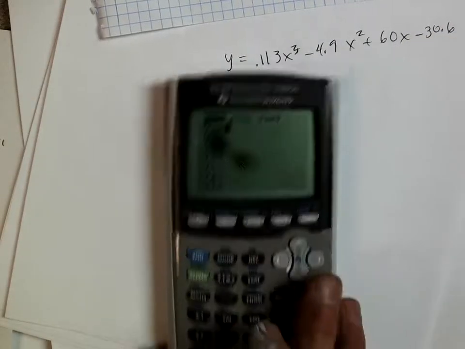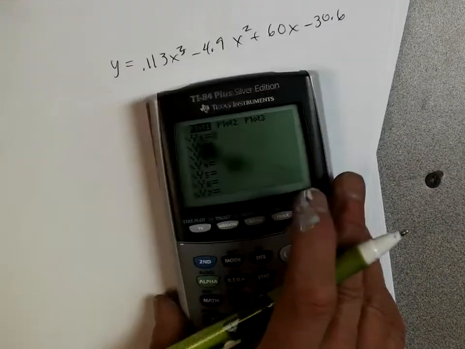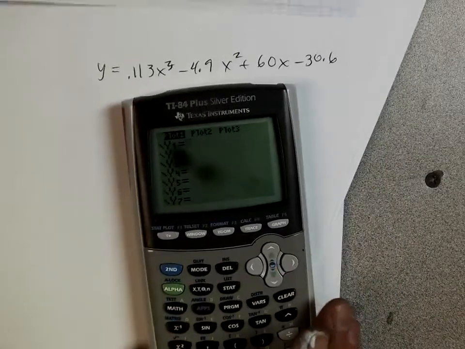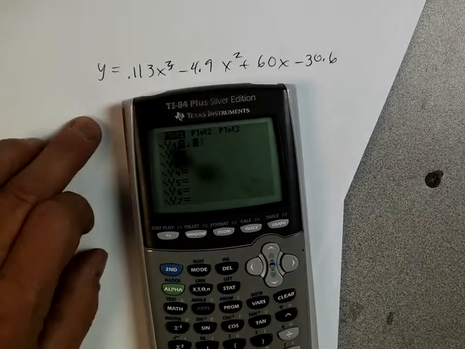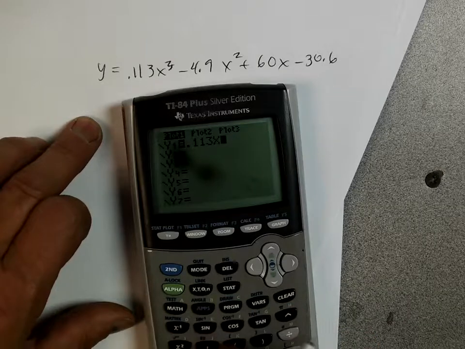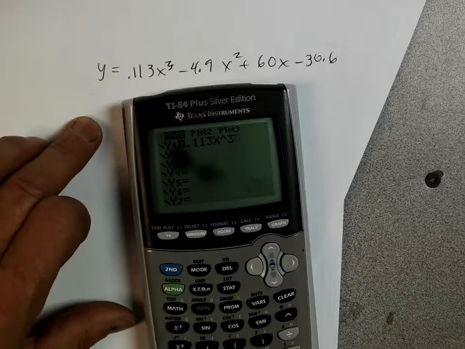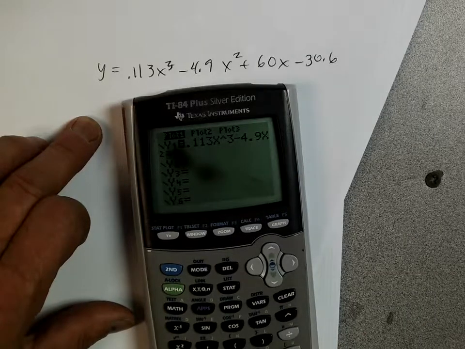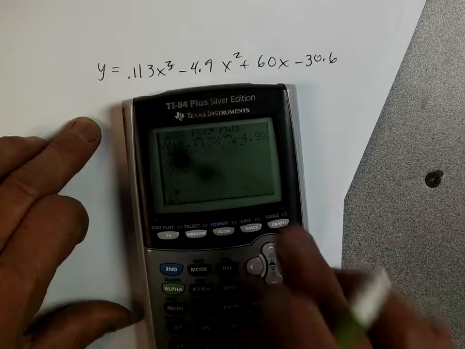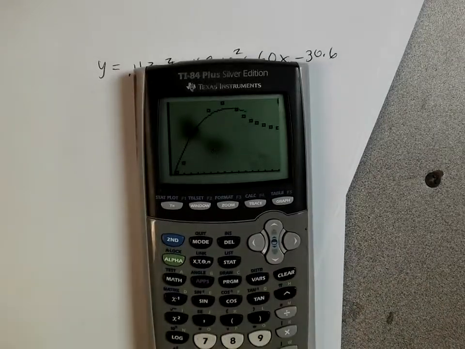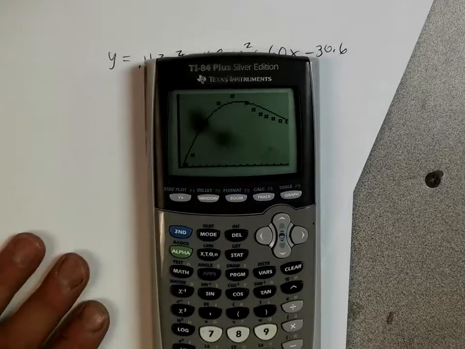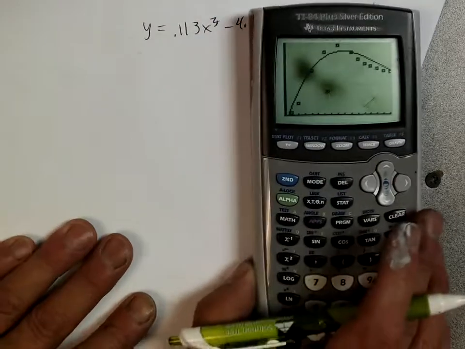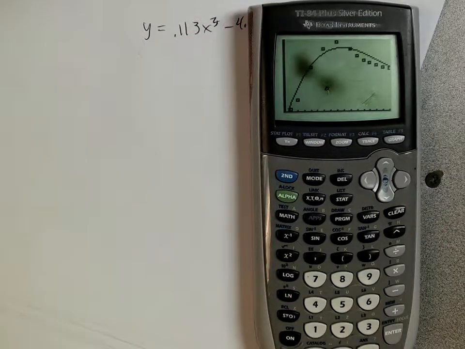Let me put that in my y equals. And again, I'm just showing you stuff right now that we will learn later, but I want you to see this, okay? So 0.113x to the third minus 4.9x squared plus 60x minus 30.6. Let me graph that. Hey, that's a better fit. Can you see that? That's a better fit, isn't it?